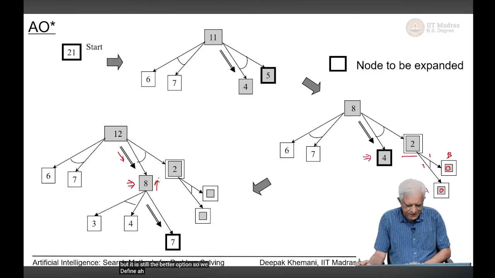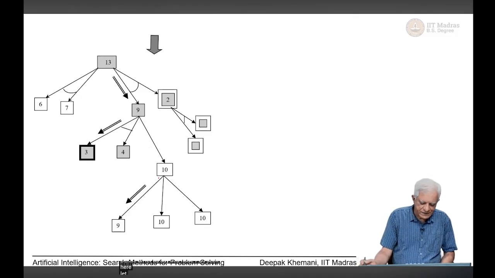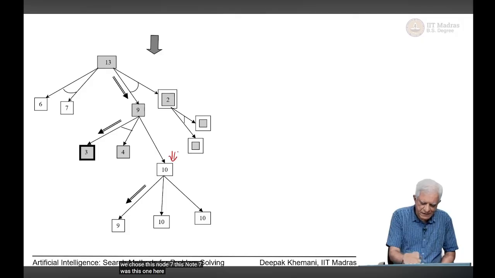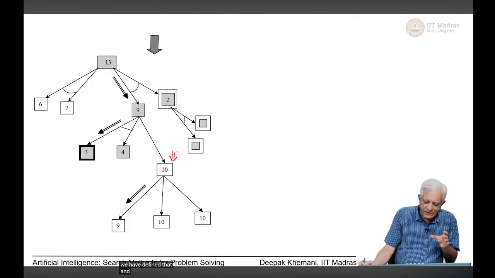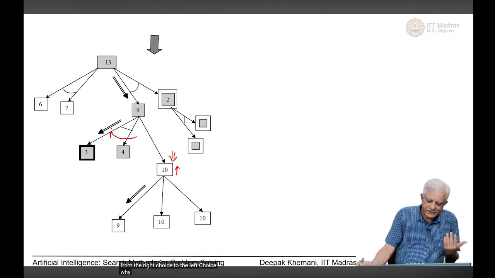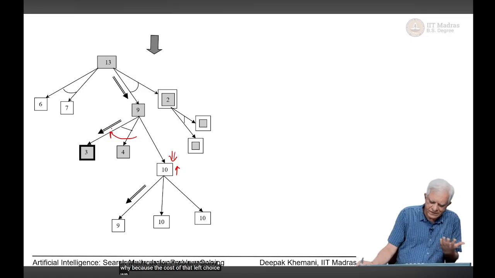So we define, let's say, this node 7 as seen here. Which was this node 7? This node 7 was this one here. We have found that there are 3 ways of solving that, and their costs are respectively 9, 10, and 10, of which 9 is obviously the best choice. So its cost has gone up from 7 to 10, as you see. And because of that, this arrow has shifted from the right choice to the left choice. Why? Because the cost of that left choice we had seen earlier was 3 plus 4, 7 plus 1 plus 1, 9. So that becomes a better choice.